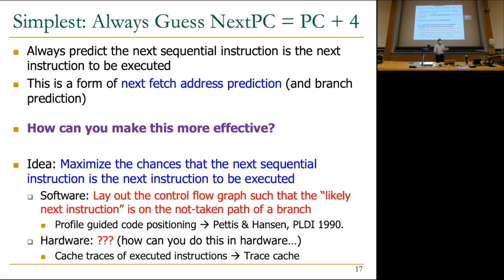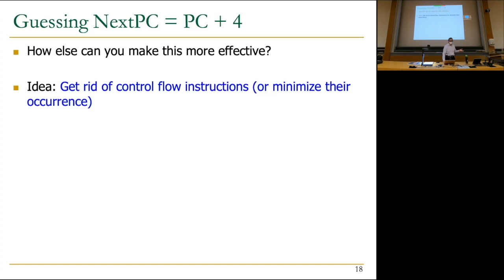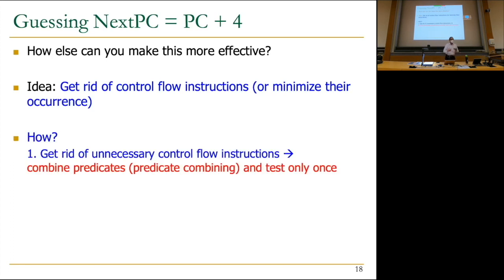Now, the difficulty is these hard to predict branches. What if your branch is not biased? 50%, 50%, 60%, 40%. Unfortunately, this idea doesn't work with that. So how else can you make next PC equals PC plus 4 more effective? Get rid of control flow instructions, or minimize their occurrence. You can get rid of unnecessary control flow instructions by combining predicates, called predicate combining, and testing only once.